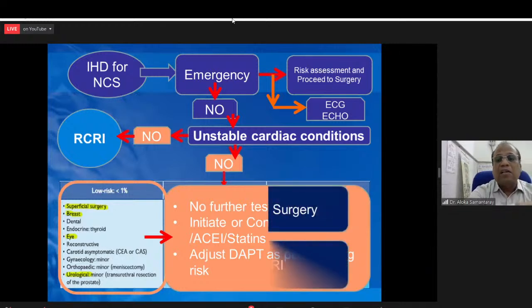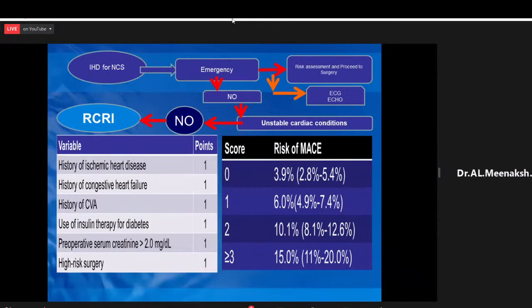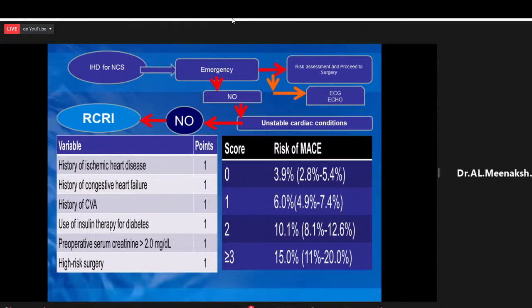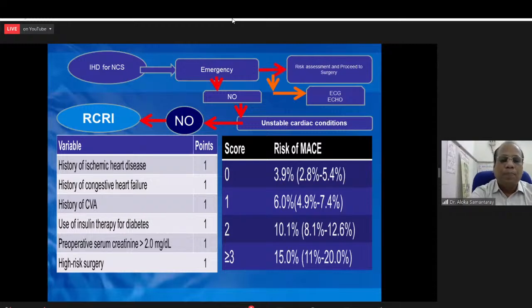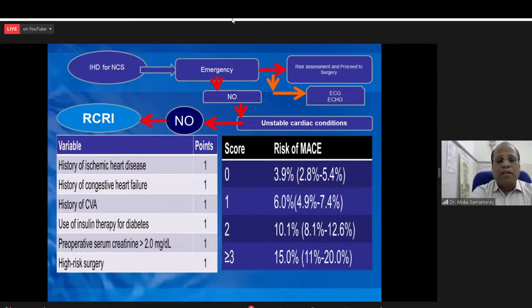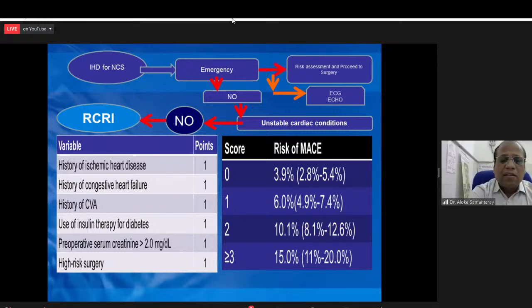If it is a high risk surgery, then one has to go for the revised cardiac risk index of the American guidelines. The revised cardiac risk index basically consists of six factors. We can get from the history itself: ischemic heart disease, presence of congestive heart failure, and a history of cerebrovascular accident. We should look for two comorbidities, like diabetes or a serum creatinine of more than 2 mg/dL. And a high risk surgery, that is any supra-inguinal vascular surgery or intraperitoneal or thoracic surgery. Each factor is given a point of one.